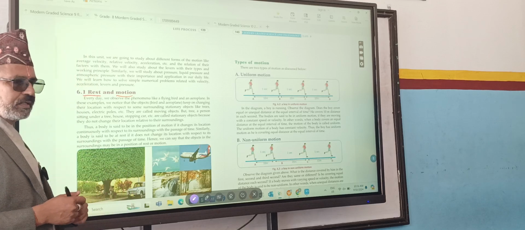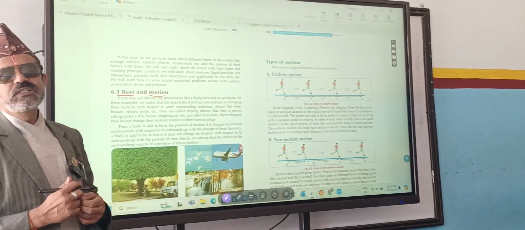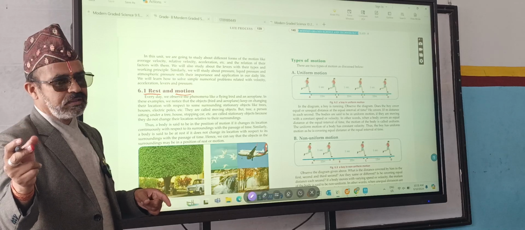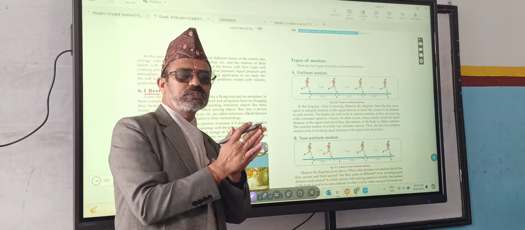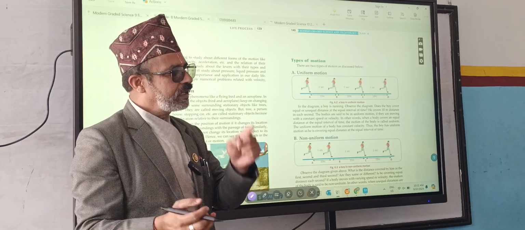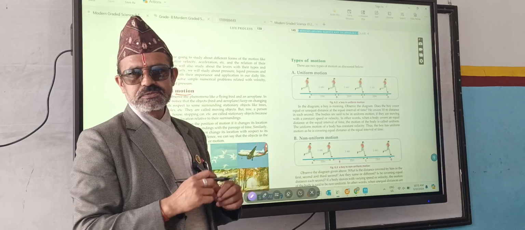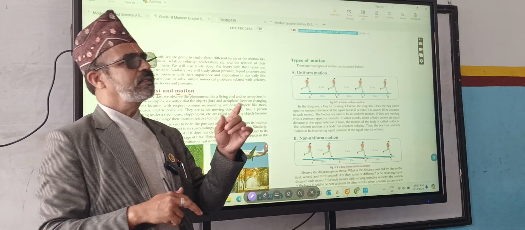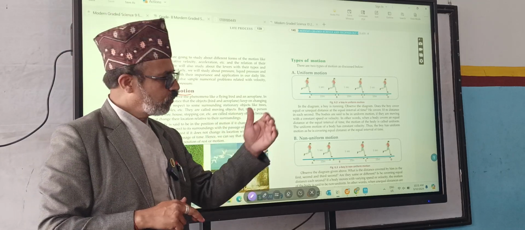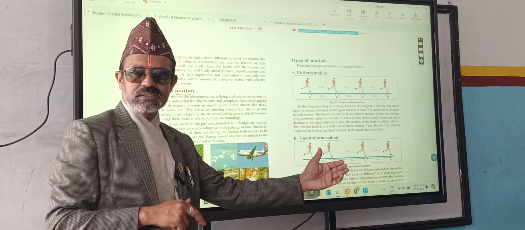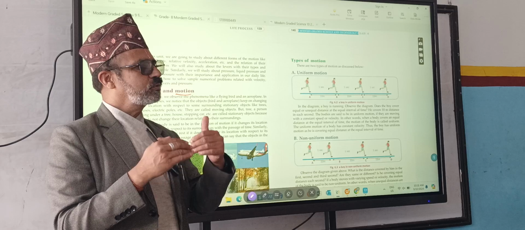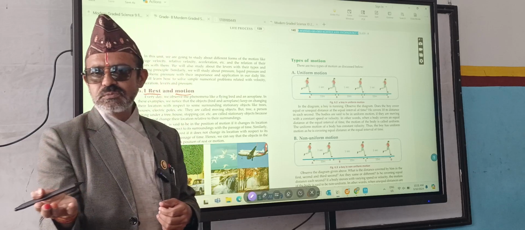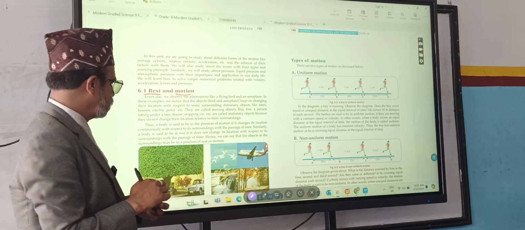Rest is a condition of a body at which it does not change its position with respect to another body. If a body does not change its position with respect to another body, then the body is said to be in rest. And if a body changes its position with respect to another body, then it is said to be in motion. Position change with respect to other body, rest? Position remains with respect to same body or other body, what is it? Motion. Position changed, motion. Position unchanged, rest.